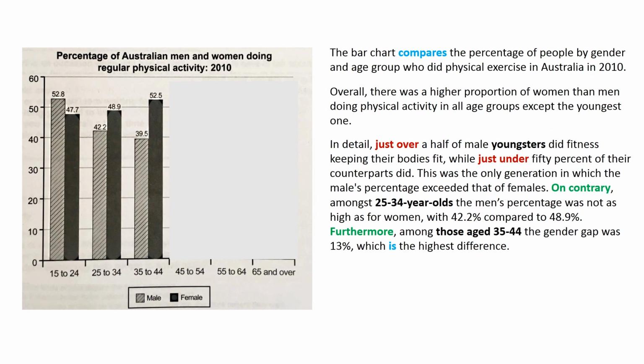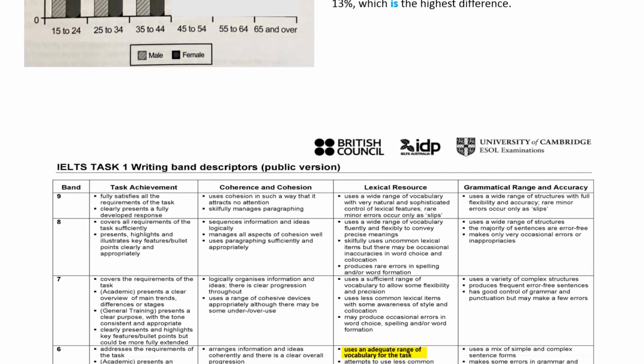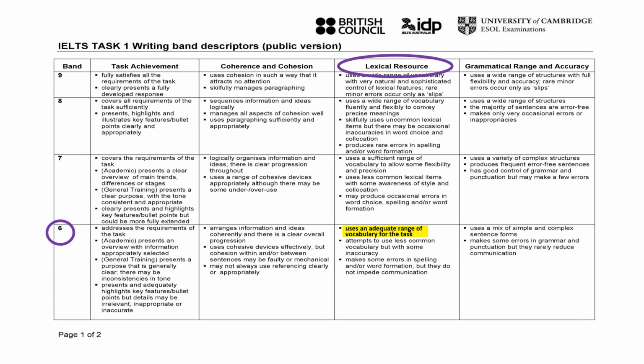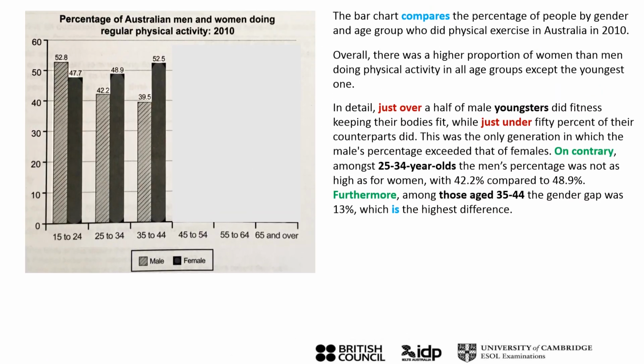So, using linking words in your IELTS exam is necessary to get a higher score. But you need to use them in the right way. In the public version of the Writing Task 1 band descriptors, it is written that a candidate who uses an adequate range of vocabulary for the task gets a 6 score for lexical resource. This is one of 4 criteria on which your writing will be evaluated.